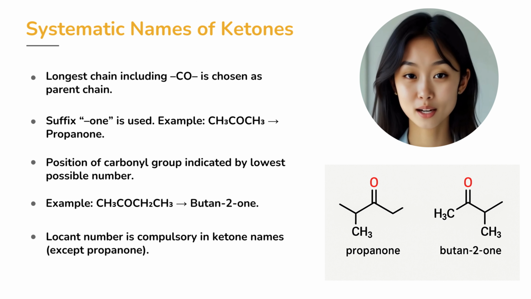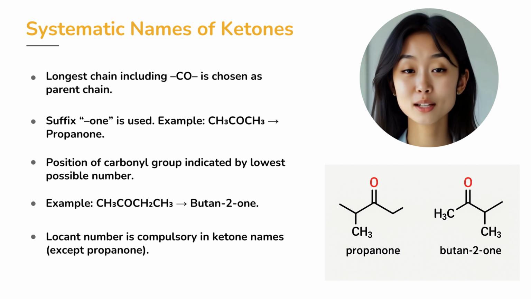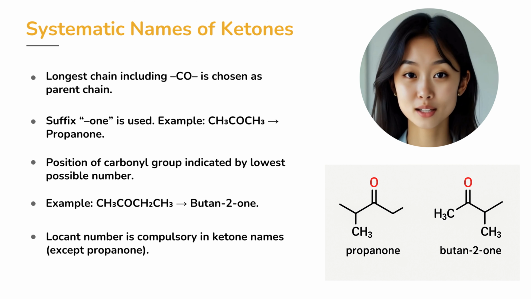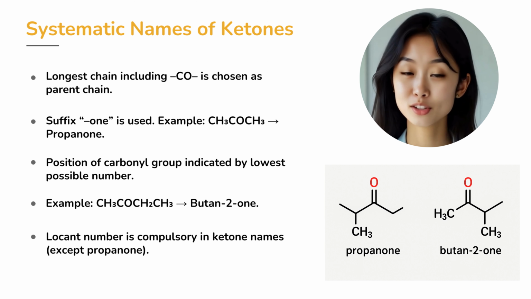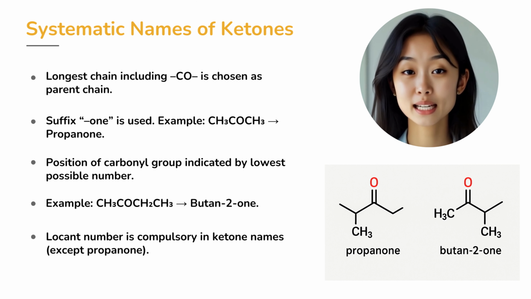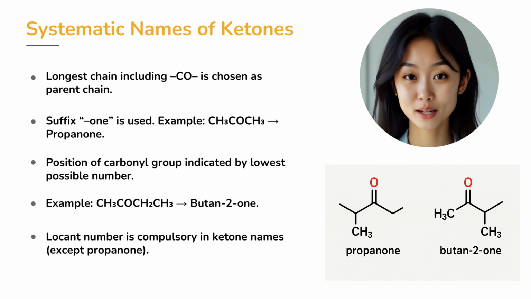For ketones, IUPAC naming uses the suffix -one. You pick the longest chain containing the carbonyl group, number the carbons to give the carbonyl carbon the lowest possible position, and then write the name. For example, CH3COCH3 becomes propanone, which you know as acetone. In another case, CH3COCH2CH3 is named butan-2-one because the carbonyl group is at the second carbon.